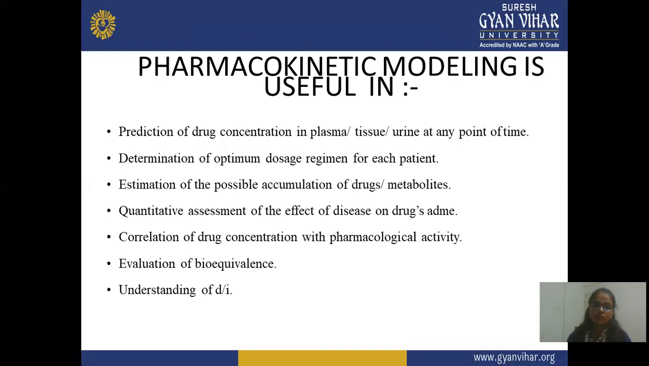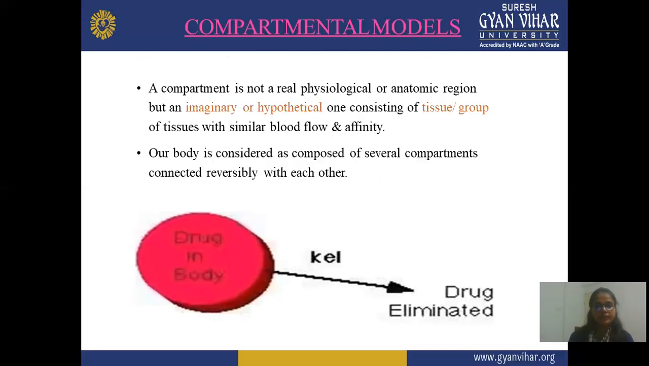Next is the correlation of drug concentration with pharmacological activity. Not only are these parameters sufficient, but it also helps to correlate the different pharmacological activity or response with drug concentration. And next is evaluation of bioequivalence. It is also important to check the bioequivalence between drugs or more than one type of drug. You can easily compare bioequivalence, and you check it with the help of this pharmacokinetic model. Next is understanding of DI, dose interval. These are the uses of modeling, or parameters that are useful for pharmacokinetic parameters.